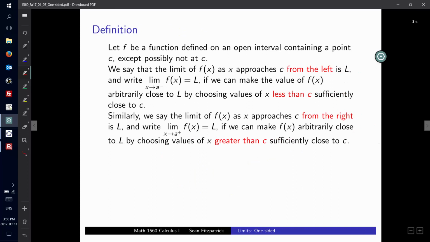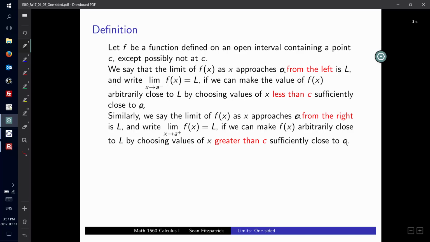Here are the definitions. When we talk about a limit, we consider x approaching our value, in this case c. Oh, I wrote a. Let's fix that. I guess it's easier to make a c into an a than it is to make an a into a c. So let's do that. There we go. All right.